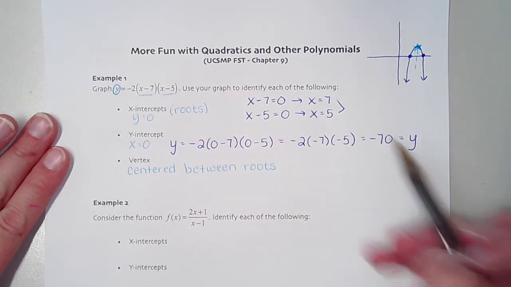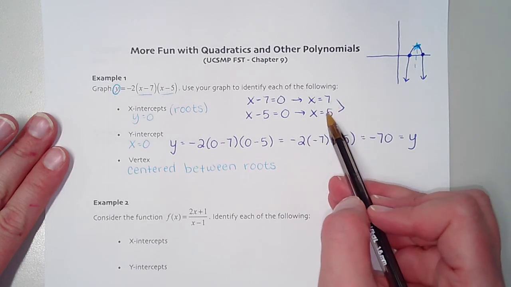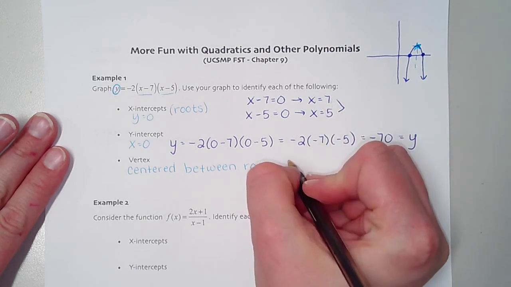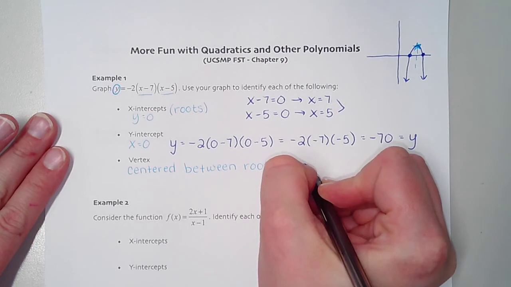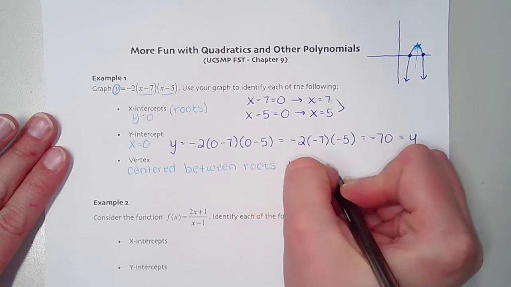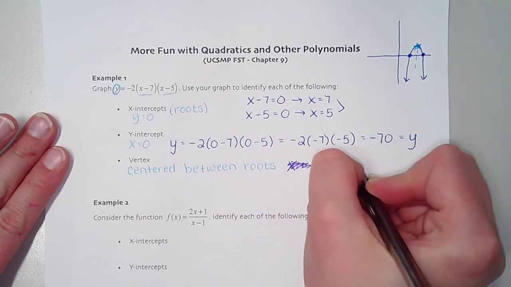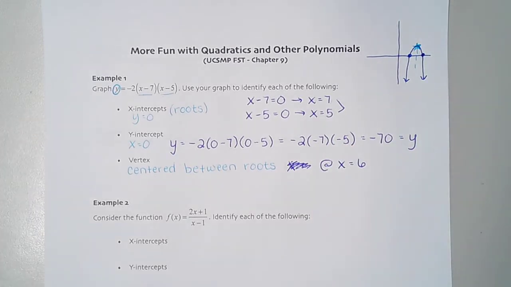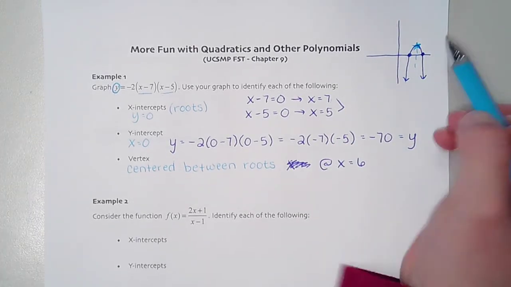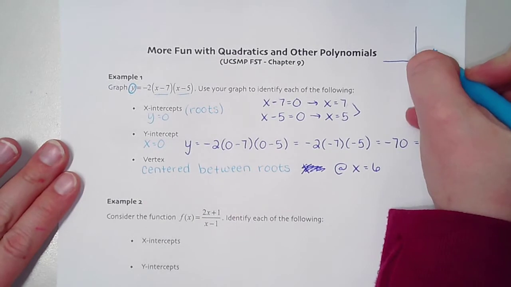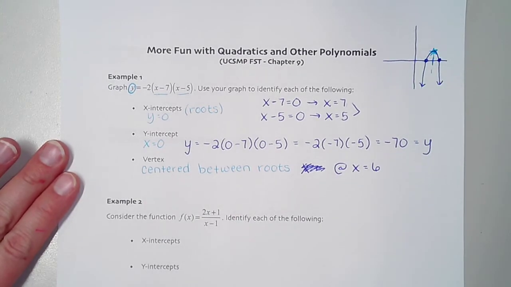So for our purposes, we're going to look at this and say, oh, it's halfway between 5 and 7. That means that my vertex is going to be at x equals 6. Okay, that's going to be its location. Now, I still need to find the y value, but I at least know where the x value will be located. It'll have to be located at 6.